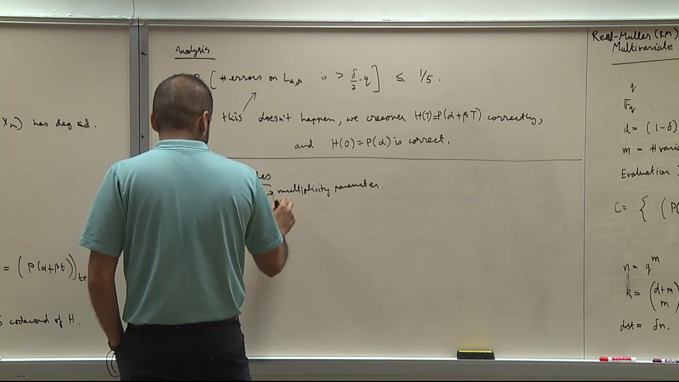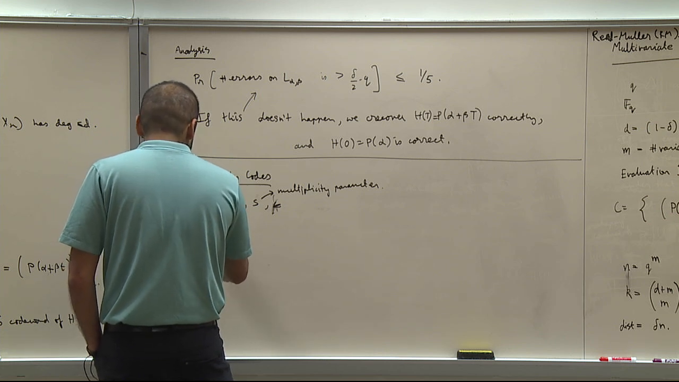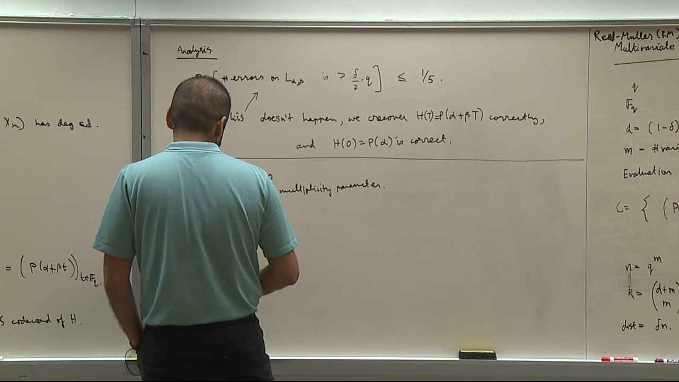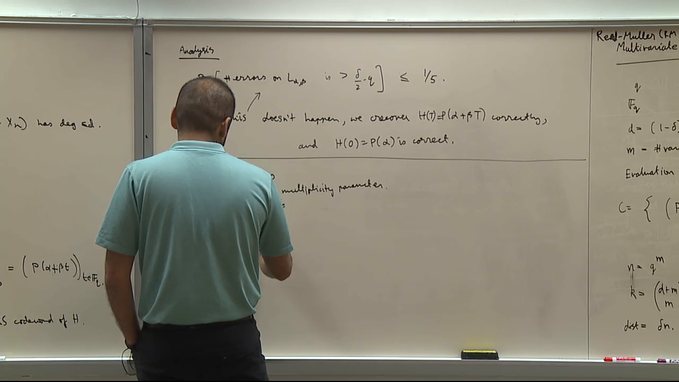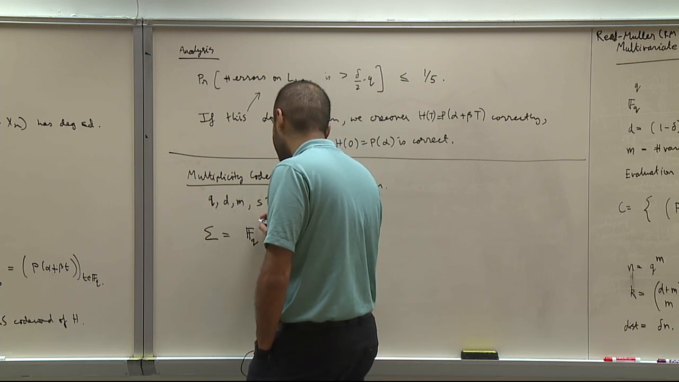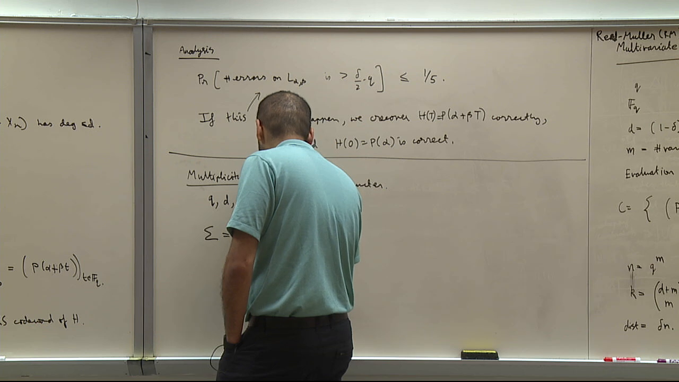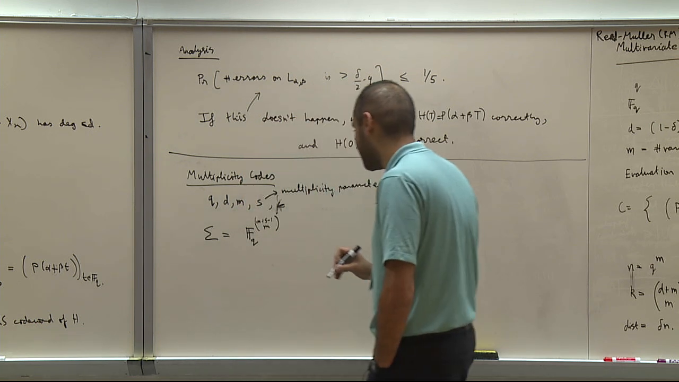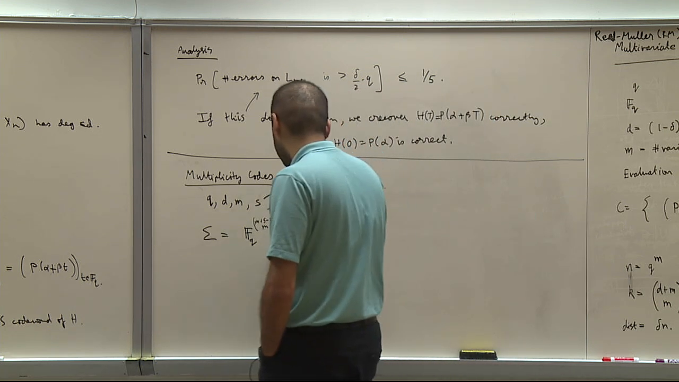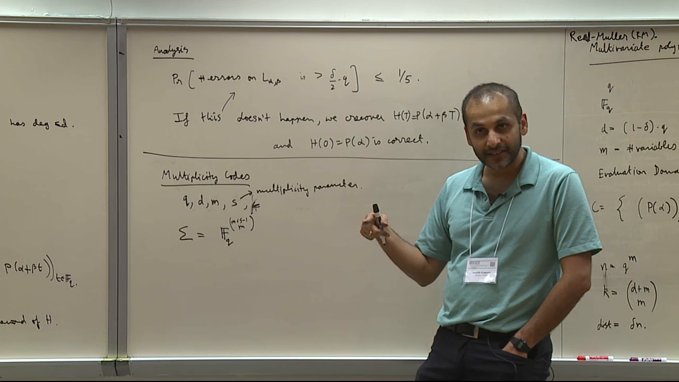D was 1 minus delta times Q, right? And the alphabet for this code, sigma, is F_Q to the something. So maybe I have to write it down: M plus S minus 1 choose M. Looks complicated, but this is going to contain all higher order derivatives.